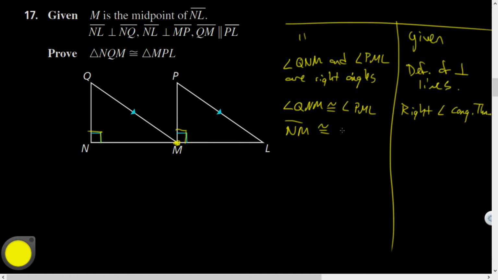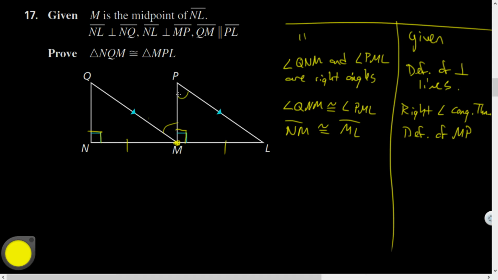And M is congruent to ML. Reason? Def of MP. Right. So these are congruent, and I've got some parallel lines. Do those help me in any way? Which angles do those relate for me?